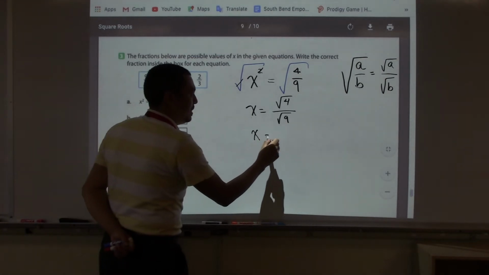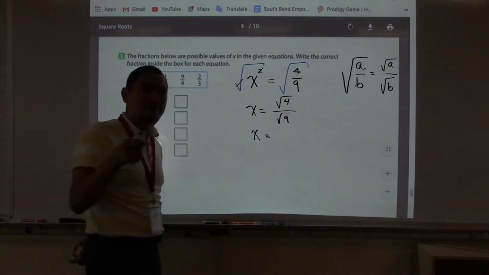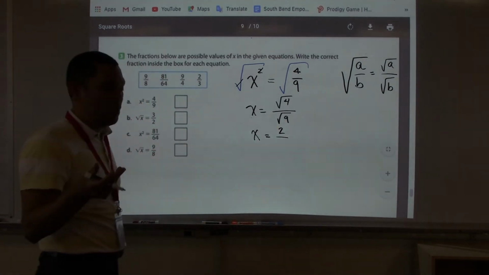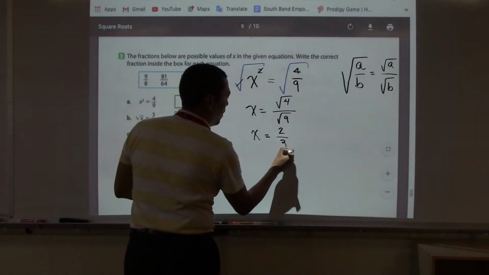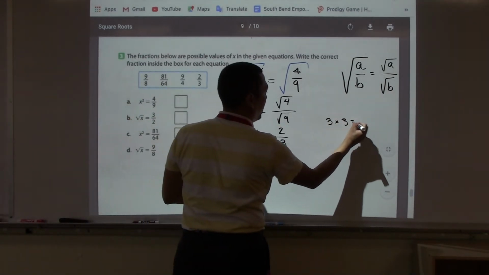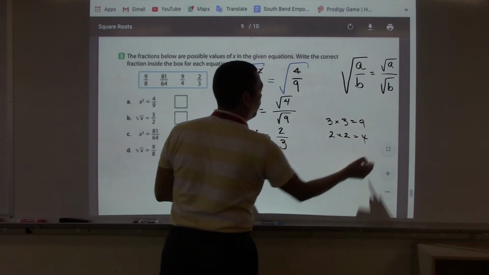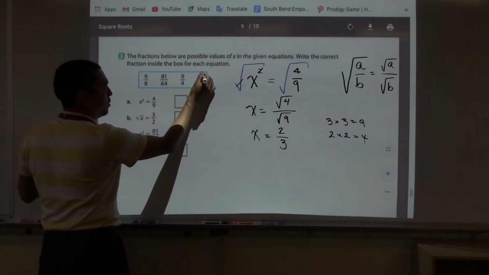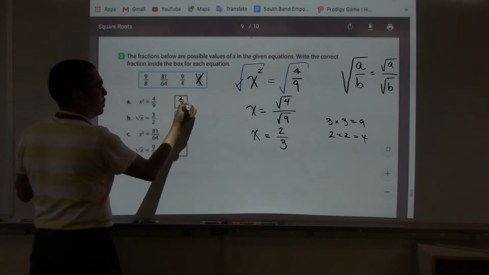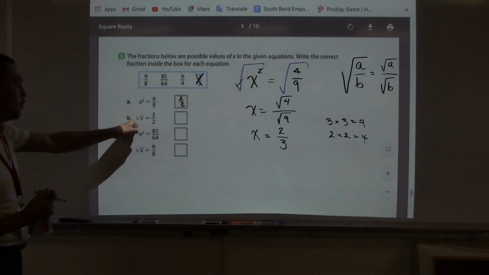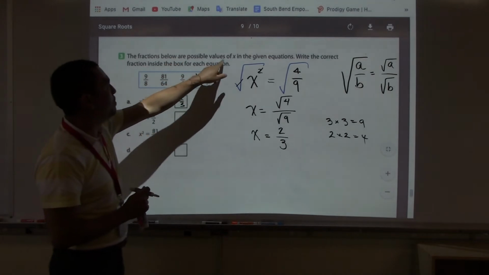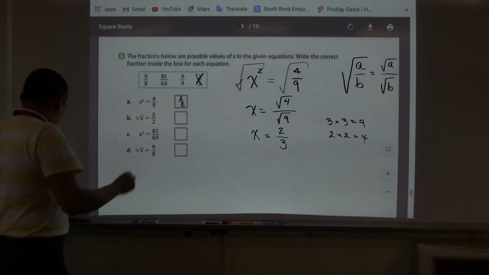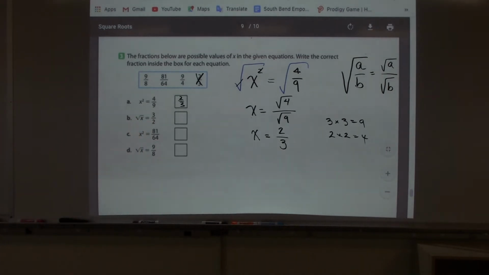So x is equal to, where's the square root of 4? 4 is a perfect square. 2 times 2. So it's 2 over. 9 is another perfect square. So square root of 9 is 3. Because 3 times 3 equals 9 and 2 times 2 equals 4. So what is the solution of x squared equals 4 over 9? 2 over 3. So I'm going to write 2 over 3. Now look at this problem. Remember that we are finding the possible values of x. So what I'm going to do with this one? Okay, where's my eraser here?